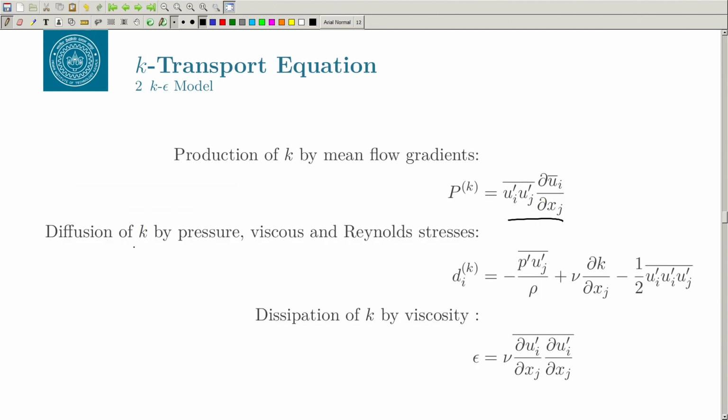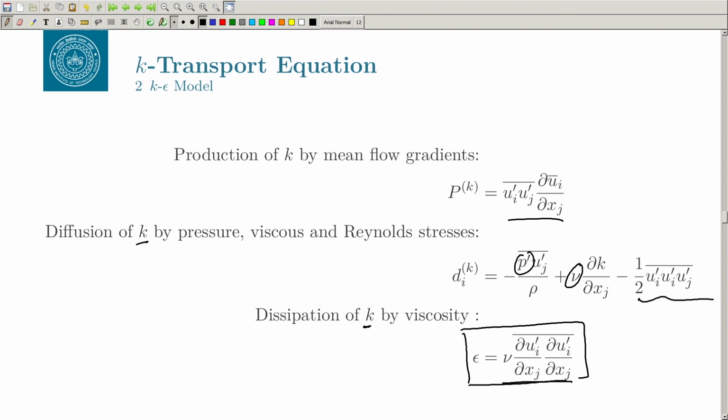And then you have diffusion of turbulence kinetic energy by the pressure, by the viscosity, and by the Reynolds stress. And finally, you have the dissipation of kinetic energy by viscosity. This is a very important term; it indicates how the kinetic energy is getting dissipated.